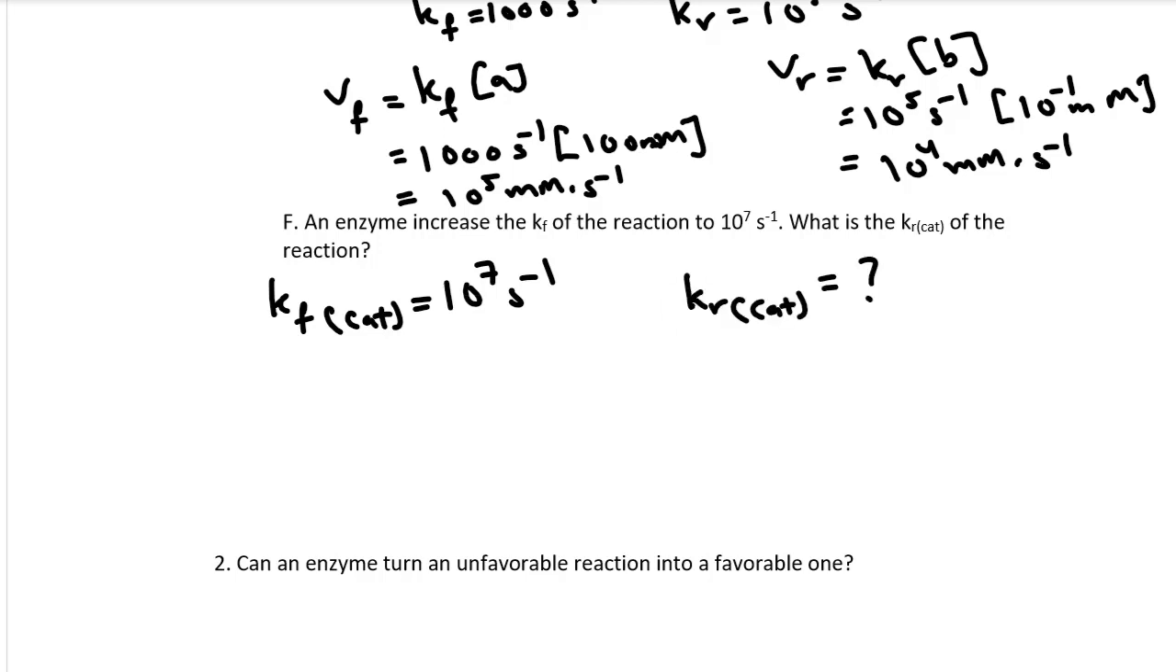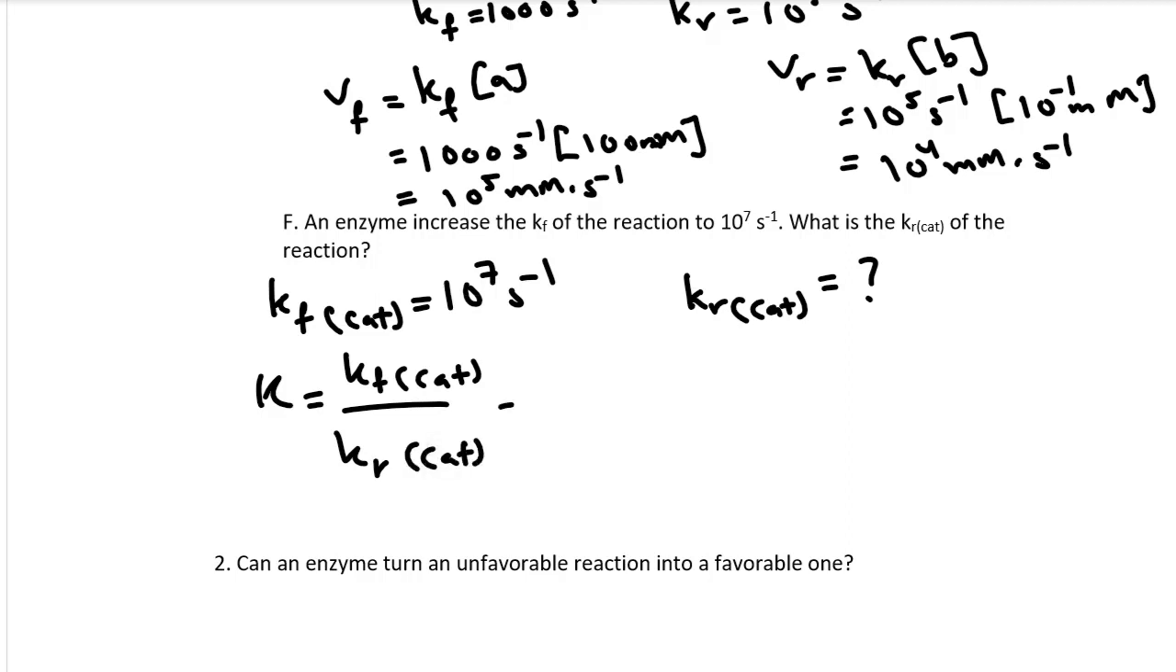On the surface, you can literally spend way too much time doing a bunch of things. One thing that you can do that will really make this simple is that we know that K has to equal Kf cat over Kr cat, right?